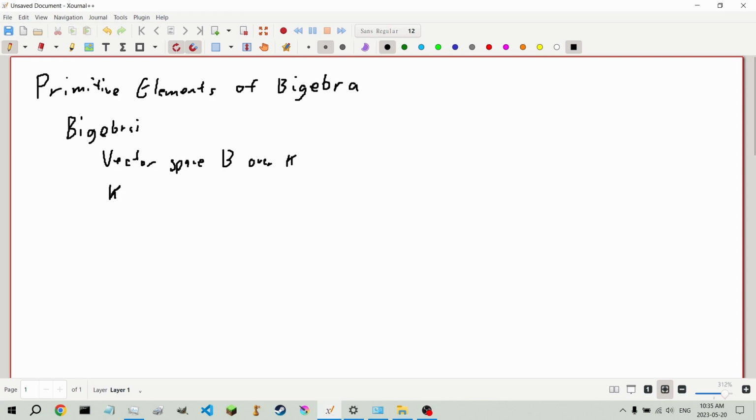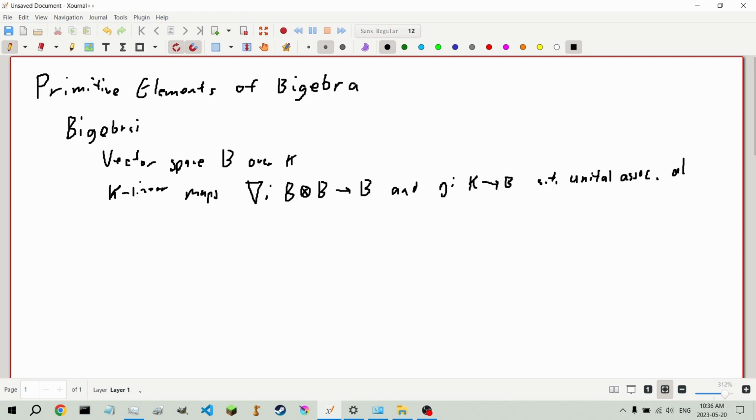with K-linear maps of multiplication. This is just our multiplication. And the unit, such that it is a unital associative algebra. Here we're assuming in this definition a unital associative algebra, so it has a unit and it associates.